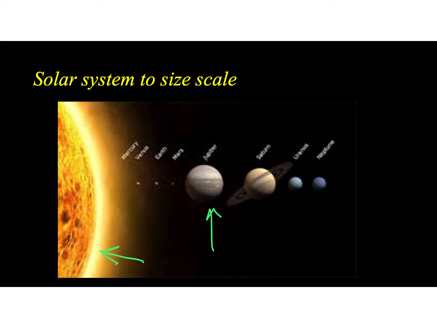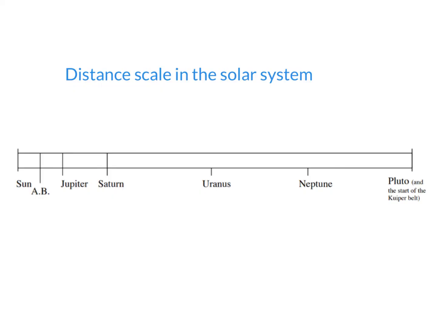This diagram shows size scale, but not distance scale. In this image, the planets all look about the same distance apart from each other, but this is not true in real life. This image shows the distance between the planets to scale. You'll be making a model similar to this in your next assignment.